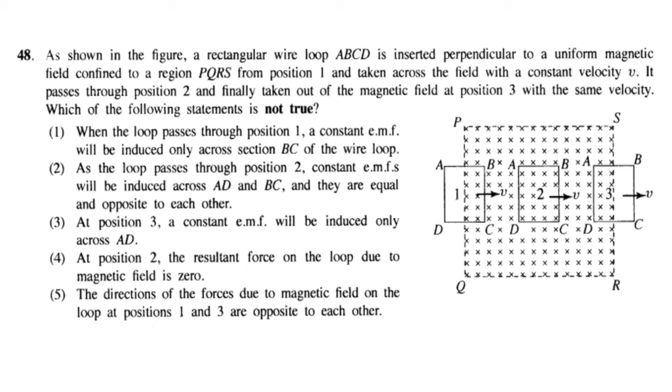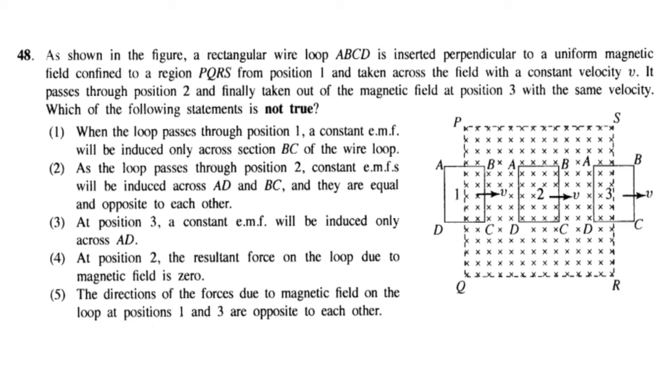Now, if a conductor is traveling across a magnetic field, cutting the magnetic field lines, an EMF will be induced across the conductor. So here, BC is traveling across the magnetic field, cutting the magnetic field lines. So there will be an induced EMF across BC. So that is right. Answer 1 is right.